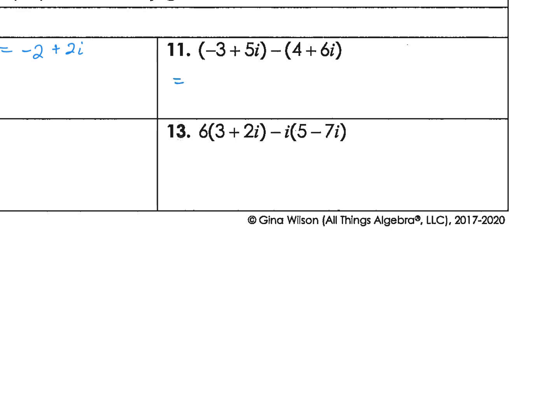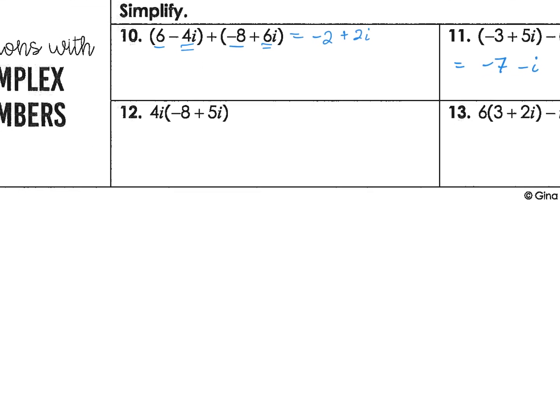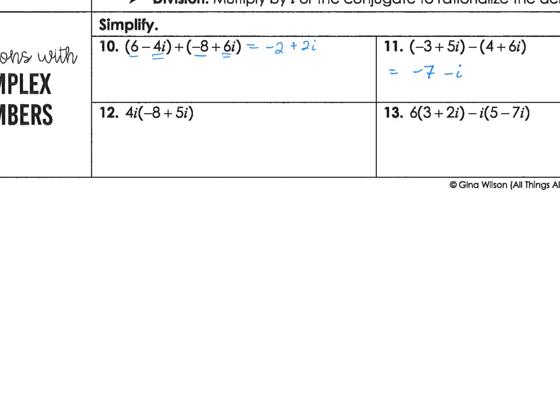What'd you get? Yes, I know what you meant. Negative 7 minus i. Okay, don't put 1i. I know. I'm just saying, don't put 1i like you'd put 1x. You don't put 1x. All right, so now what? Number 12. Any questions on 10 or 11?